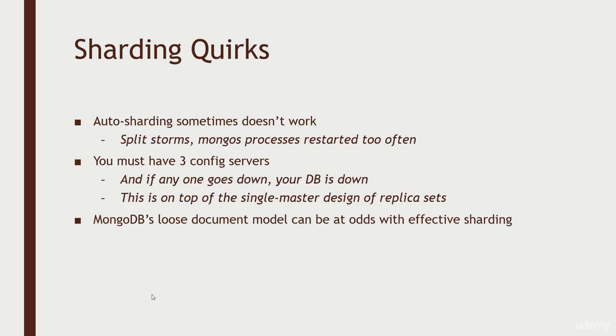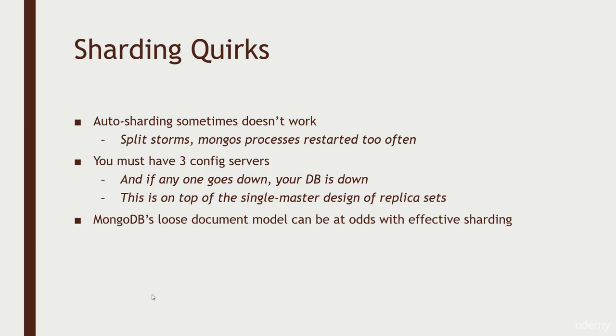Sharding itself has some quirks in MongoDB. For example, auto sharding, where it's trying to rebalance things over time, sometimes fails. There's a rather nasty failure mode called a split storm, where it simply cannot split things quickly enough, and it just keeps trying to resplit things over and over and over again, and your entire cluster goes down.